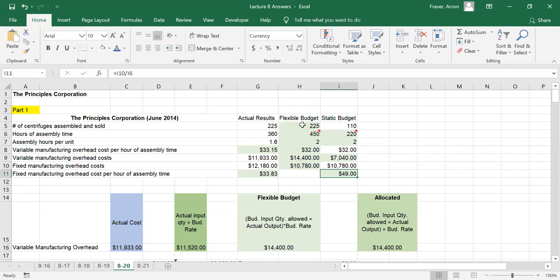To go to the flexible, any questions on the static budget column?